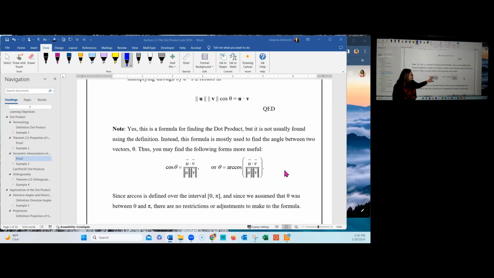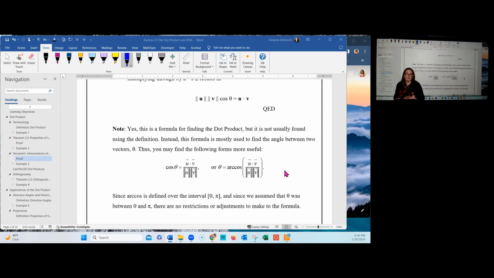So we're looking for the cosine of the angle, or you can solve it for theta by taking the arc cosine of it. This is the form that may be the one you want to memorize: the cosine of the angle is u dot v divided by the magnitude of u times the magnitude of v, or theta is the arc cosine of u dot v over the magnitude of u times the magnitude of v.